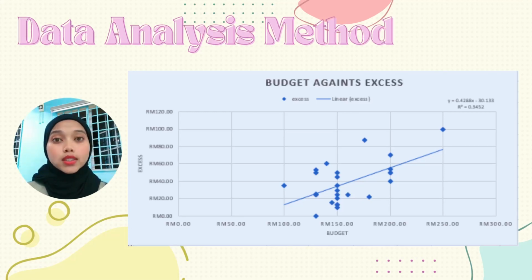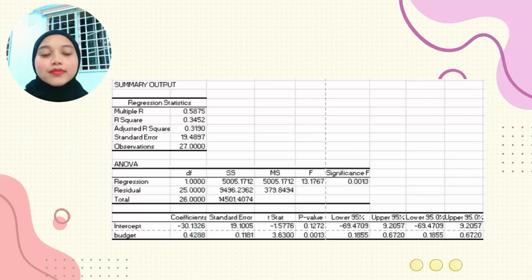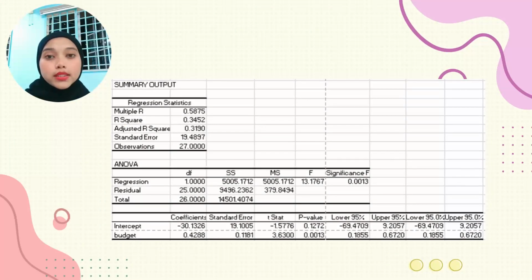So, as you can see in this scatter chart, the trend line for the budget against excess is going up. So, the R squared is equal to 0.3452. In this section, I'm going to explain about the result.